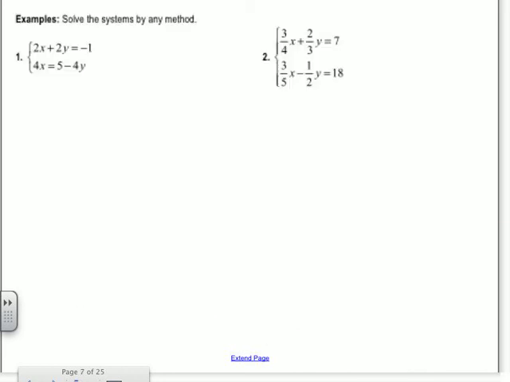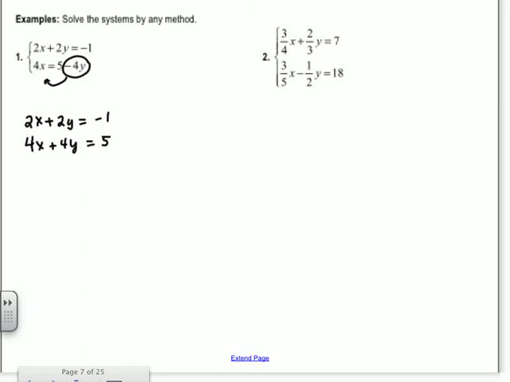All right, so now let's try the trickier ones. So these are the ones that we didn't get to last time. So solve the systems by any method. So number 1, I have 2x plus 2y equals negative 1. This looks like it's going to be pretty easy to set up in my elimination form so that I have my x values, y values equal the number. So I'm just going to add my 4y over. So I'm going to have 2x plus 2y equals negative 1. 4x plus 4y equals 5.